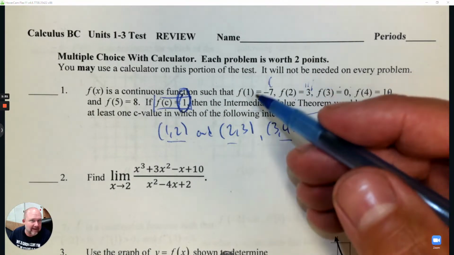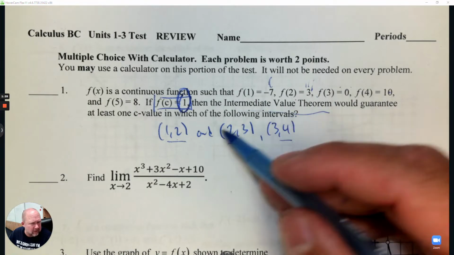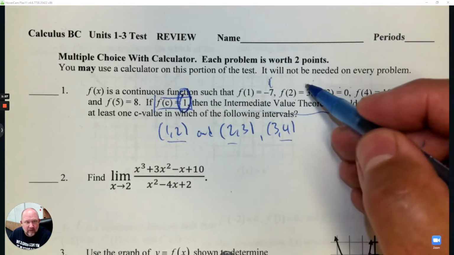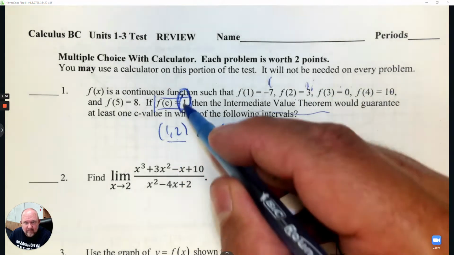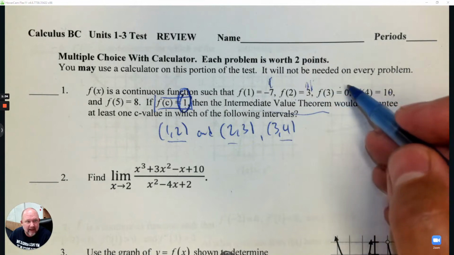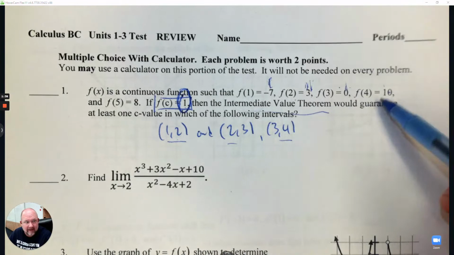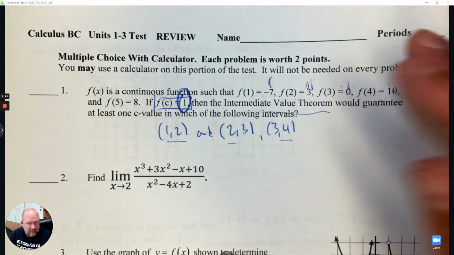So on the exam, multiple choice, there'll probably be only one interval, right, to pick from. But what are you looking for? The Y coordinates. So in between the Y coordinates. So 1 is in between -7 and 3. It's in between 3 and 0. It's in between 0 and 10, but not in between 10 and 8. So that's the one interval it doesn't connect with.